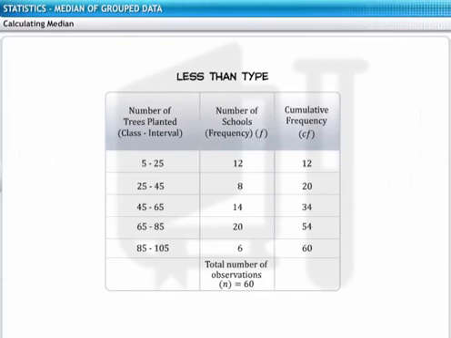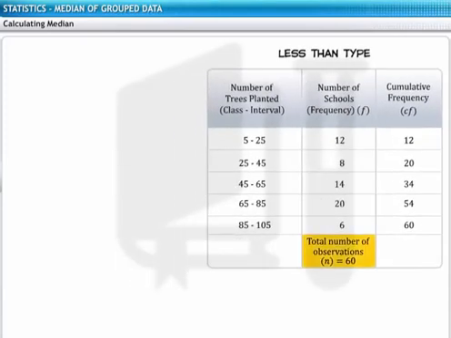Now, we'll use the cumulative frequency distribution of the less than type to find the median of the number of trees planted. The first step is to find half of the total number of observations. The total number of observations is given by the sum of all the frequencies and denoted by n. In this case, n is equal to 60. So, half of the total number of observations is equal to n by 2, which is equal to 30.